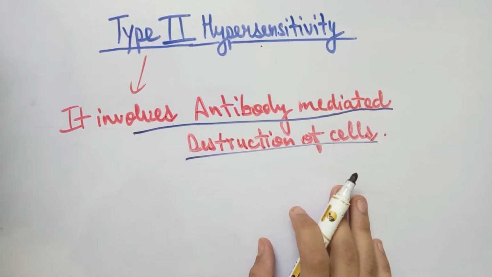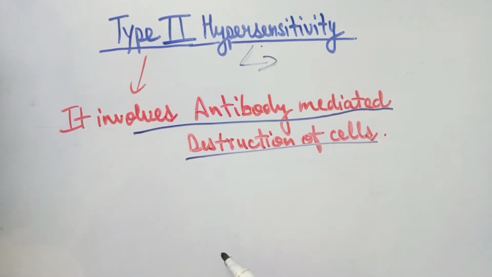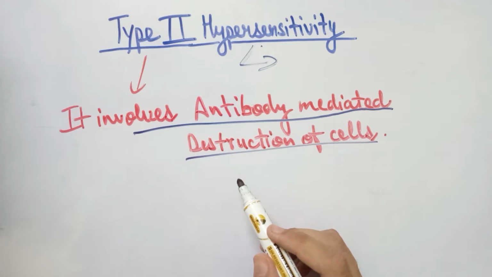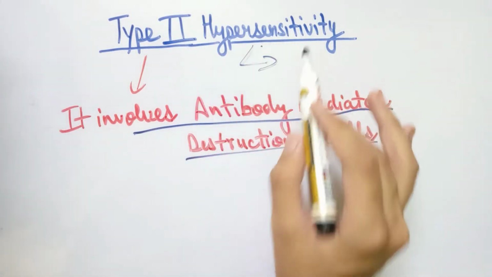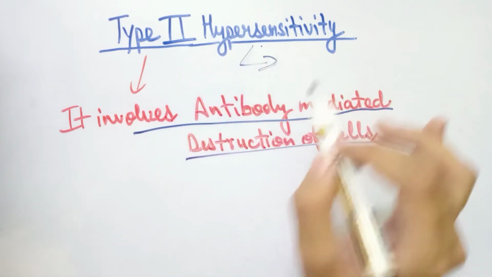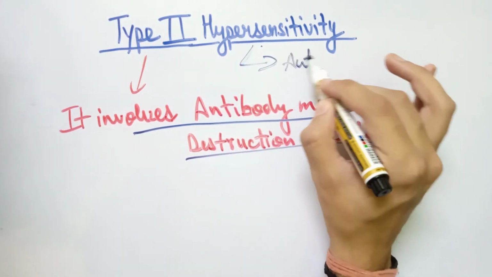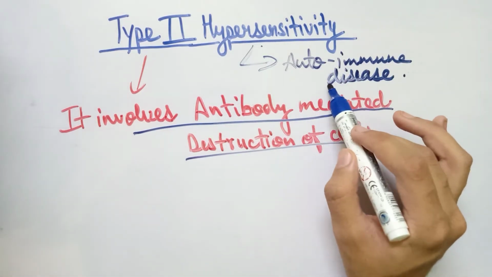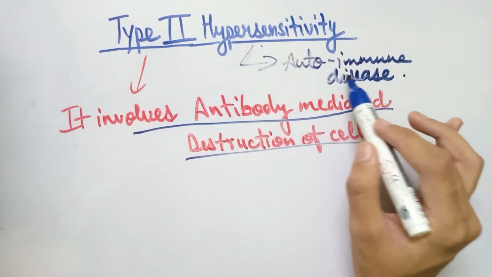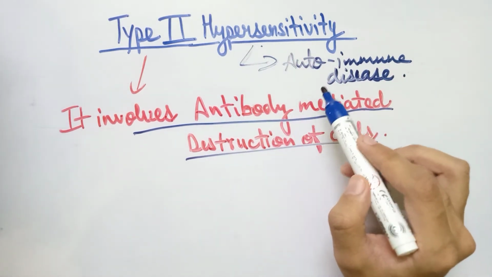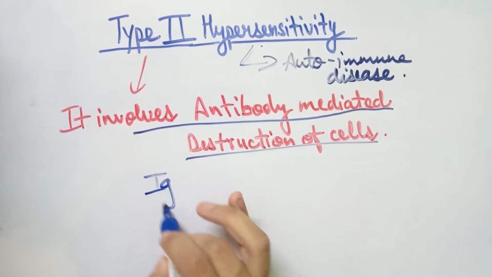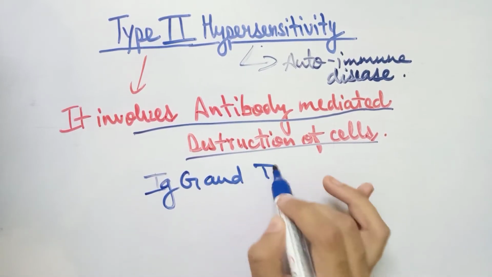In our previous video on type 1 hypersensitivity, we learned that type 1 hypersensitivity is responsible for all the allergy caused in the human body. In type 2 hypersensitivity, we will learn that it is responsible for autoimmune diseases. You can say that autoimmune diseases such as arthritis or hemolytic anemia are caused due to type 2 hypersensitivity reactions. And type 2 hypersensitivity reaction is mediated by IgG and IgM antibodies.